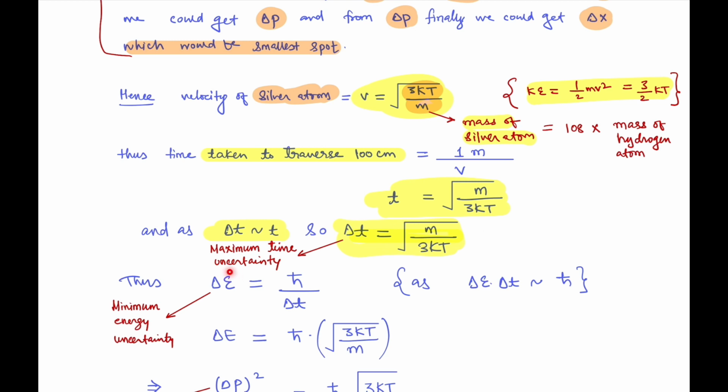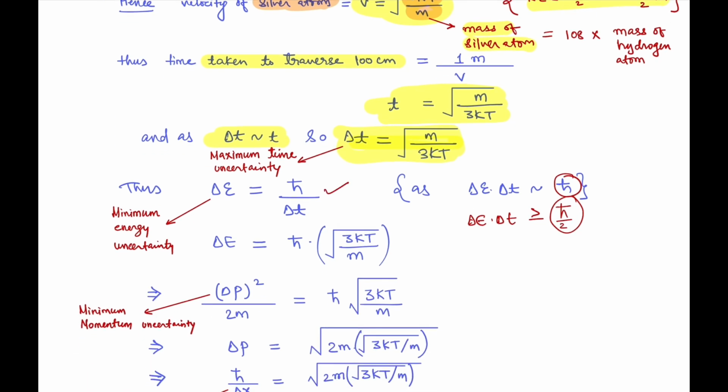Thus, change in energy is nothing but h bar divided by delta t. For easy calculation, delta E multiplied by delta t is approximately equal to h bar. Even if you are not taking h bar by 2, still we are correct, because the main formula is that delta E multiplied by delta t should be greater than or equal to this. So h bar is obviously greater than half of h bar.